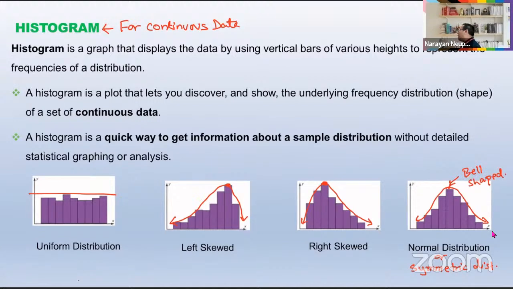So by looking at the histogram, we can tell the distribution. What type of distribution is that? Is it a normal distribution or is it a skewed distribution? Or maybe it's a uniform distribution, right? So that is the power of the histogram. We can look at it and we can easily answer the shape of the distribution. Any questions so far on this slide?